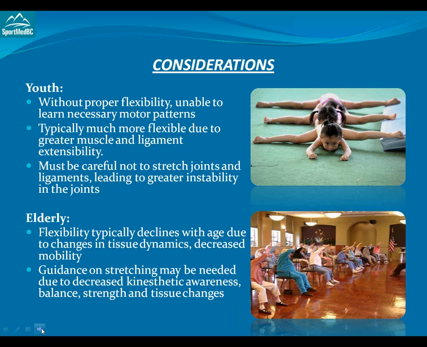Now, when we talk about elderly, the flexibility as we age will typically start to decline, and this really has to do with changes in our tissue dynamics, less water content, increasing fibrous tissue, and muscle typically becomes less extensible. So they'll have a lot more decreased mobility just by nature, and so we want to be careful when working with an elderly population that there's a lot of guidance with stretching, and this also has to do with their decreased kinesthetic awareness as they age, decreased balance, obviously decreased strength, and also the dynamic tissue changes.